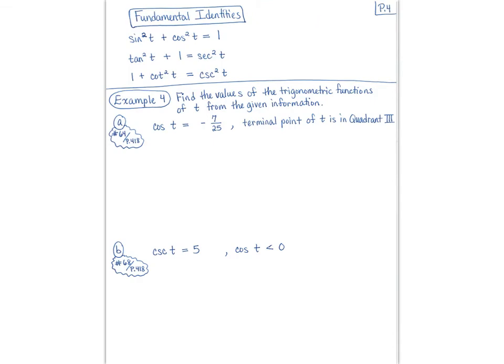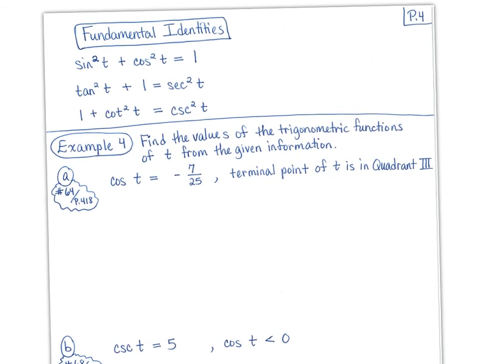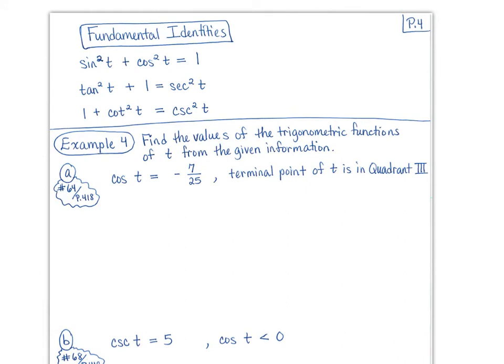Fundamental identities. Other fundamental identities, as I already stated at the beginning of the section, are the ones given by tangent is equal to sine over cosine. Secant is 1 over cosine. Cosecant is 1 over sine. And then you have cotangent is cosine over sine. Okay?